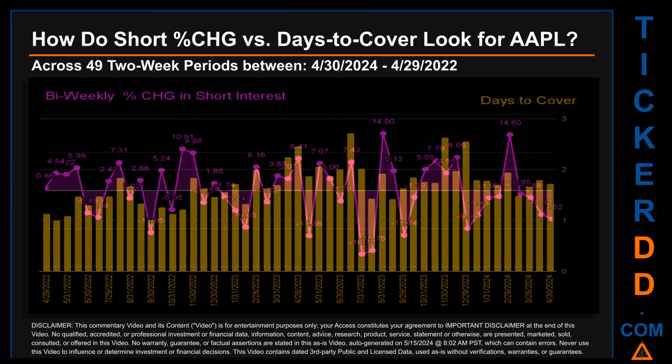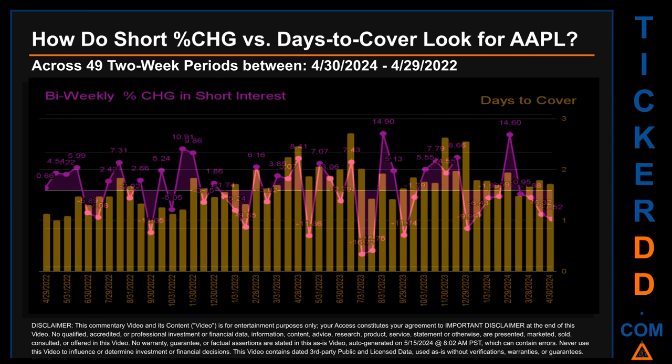Zooming out, I looked across 49 2-week snapshots, from latest found, April 30, 2024 to oldest found, April 29, 2022. In the graph, I overlaid bi-weekly percentage change in short interest against days to cover. Across these 49 2-week snapshots, the average percentage change of short interest was about 0.09%.